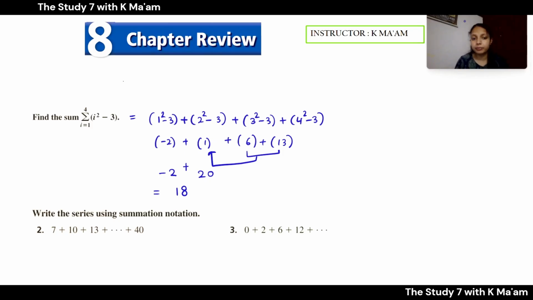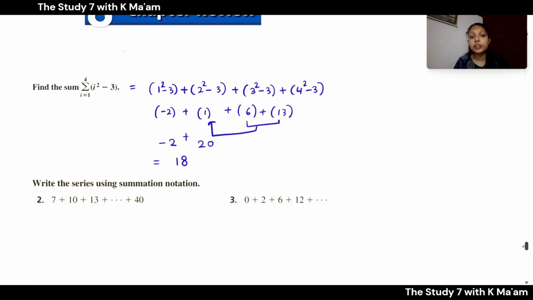It's the answer. Next, we have to write in summation notation 7, 10, 13. So it's like moving, adding 3. What we are doing? We are adding 3 to it. So 7 plus 3 times n. If you put n as 0, it will be 7. If you put n as 1, it will be 7 plus 3. If you put n as 2, it will be 7 plus 6.